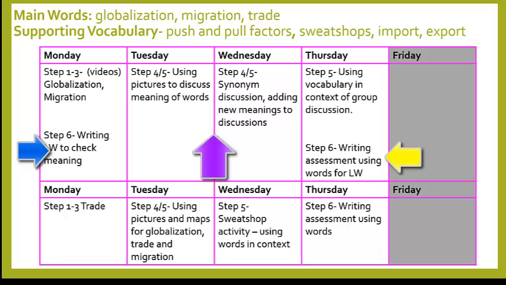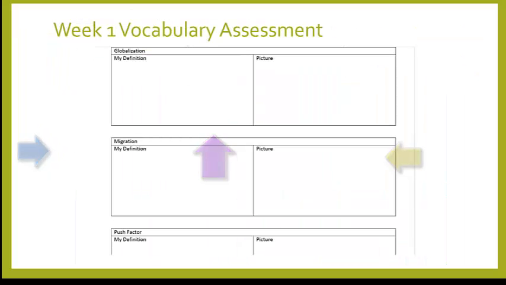Then on Thursday, I gave them another live work that was more of a formal assessment. It looked a little bit like this. I wanted students to fill in their own definition and their own picture for the words globalization, migration, push factor, and then pull factor, the 4 words that we looked at during the week. I'm going to go back and I'm going to look at their definition and their picture and assign them credit based on their understanding of the word and their ability to match the picture to the word.